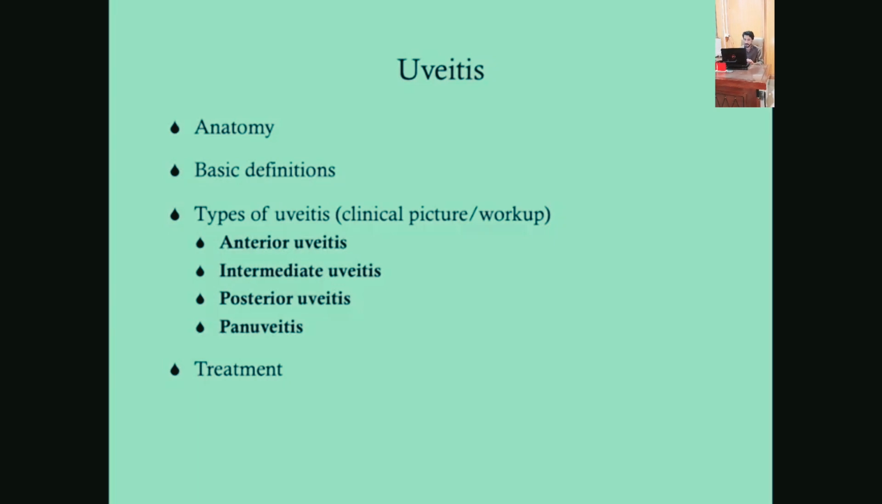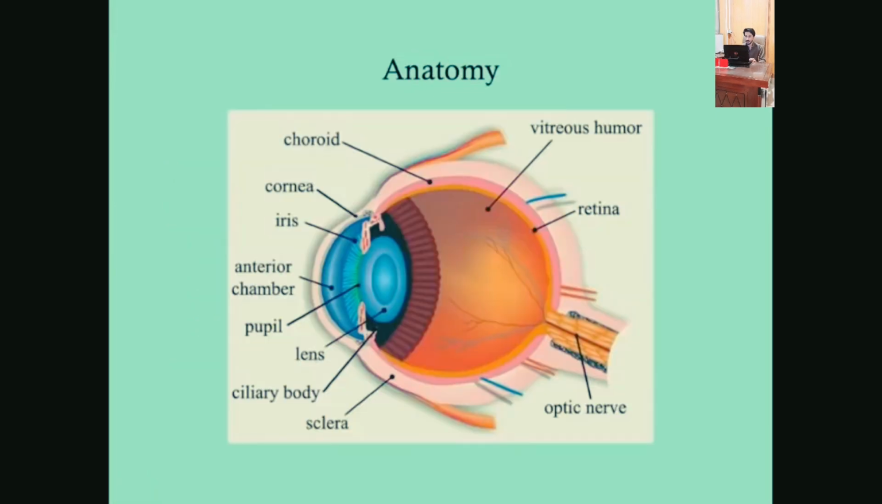We'll talk about some basic definitions, really pin down what the uvea is, what it does, what it's responsible for, and what can happen if something goes wrong with it, primarily if it's inflamed. We'll talk about the types of uveitis, the clinical picture, how you can distinguish anterior from intermediate from posterior uveitis, and then how to work these up. Panuveitis we're not going to talk about as much, just because it's a combination of the three of these, because the entire uvea is inflamed. Then we'll talk about treatment.